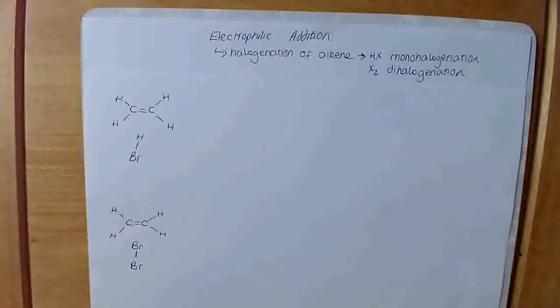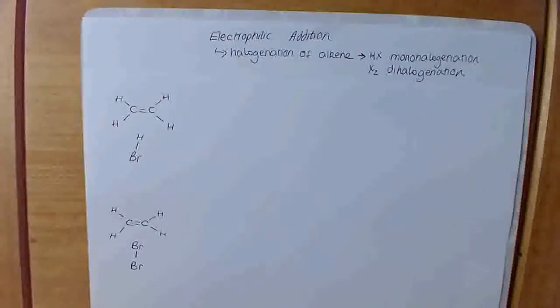Before we get into this mechanism, let's recap what an electrophile is. So you should remember that an electrophile is an atom or group of atoms that is attracted to an electron-rich centre and accepts an electron pair.